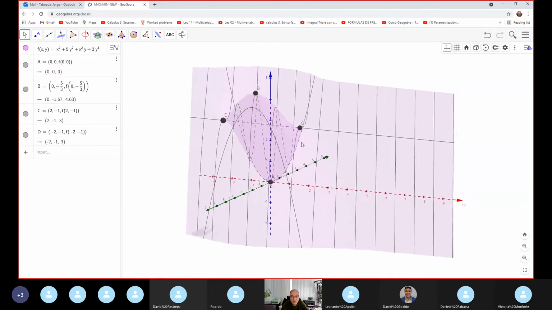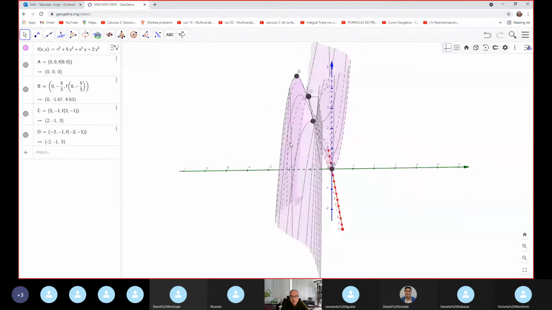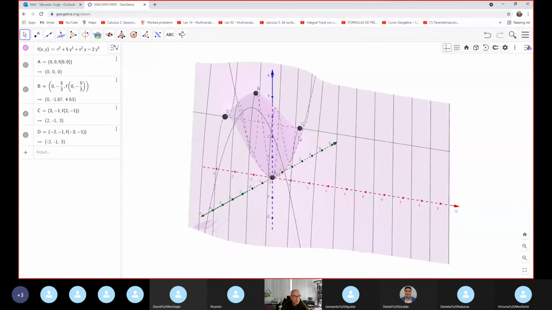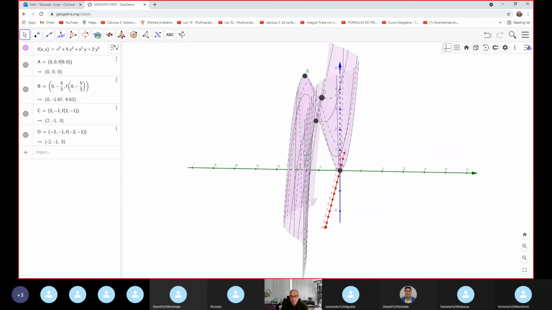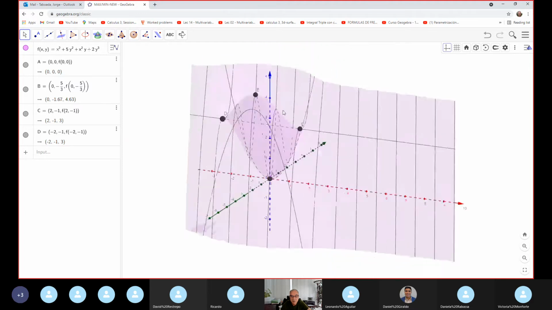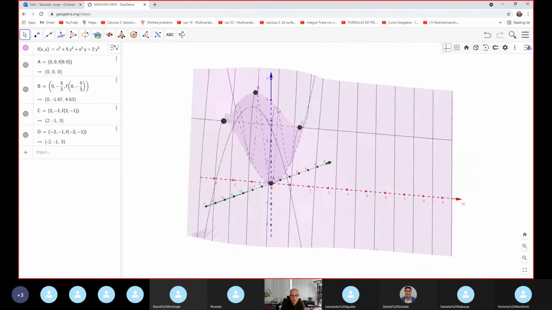Let me zoom to see the saddle point. The saddle point is at the same height as 2, no? It's 3. It's 3. Okay, do you see the minimum here? Maximum here. And the other saddle point. Any question?